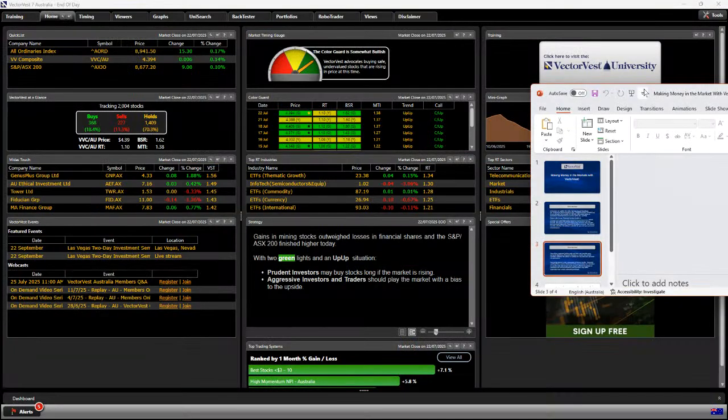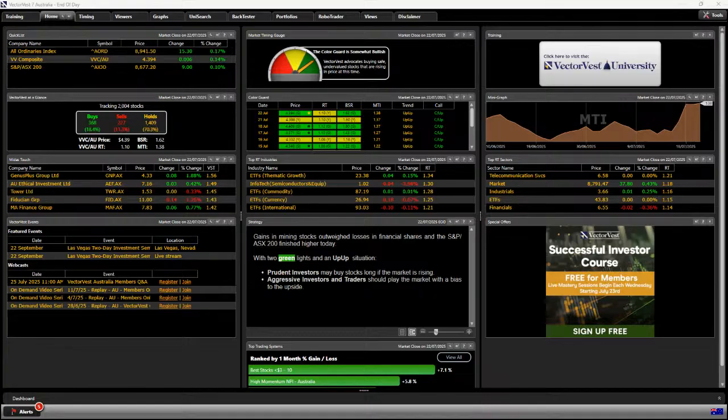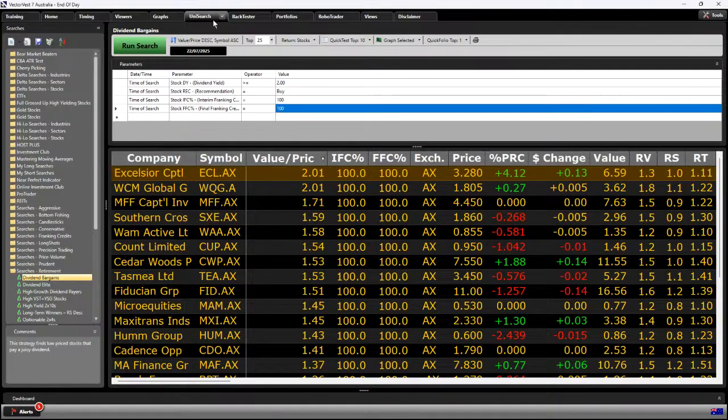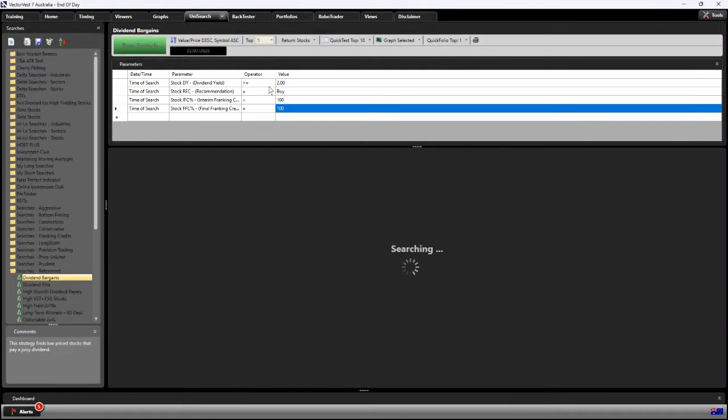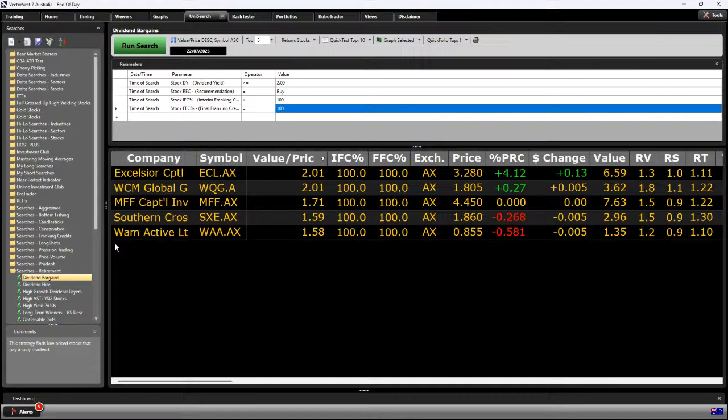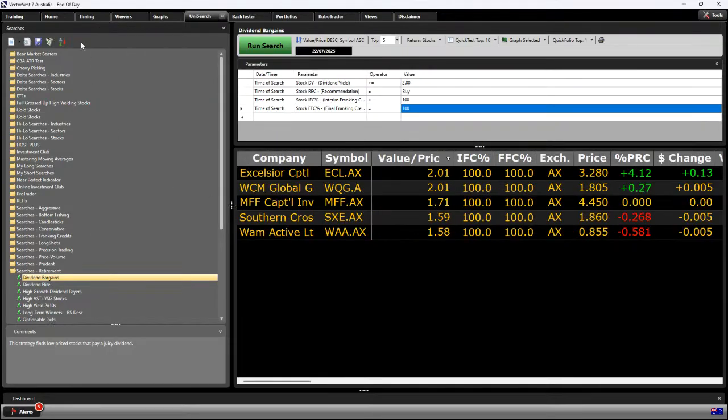So I'm going to close out of here and move my slide set out of the way. I'm in VectorVest, and the first thing I'm going to do is go to the UniSearch tool, and I'm going to make this nice and easy to begin with. I'm just going to show, say, 5 in total. On the left hand side here, we have this incredibly powerful tool called UniSearch, and UniSearch can help us rank, sort and find all sorts of different stocks, ETFs, LICs, REITs, you name it. It looks for certain parameters.